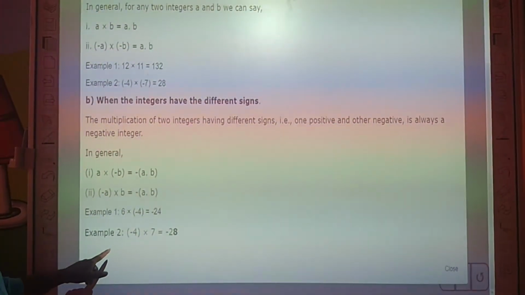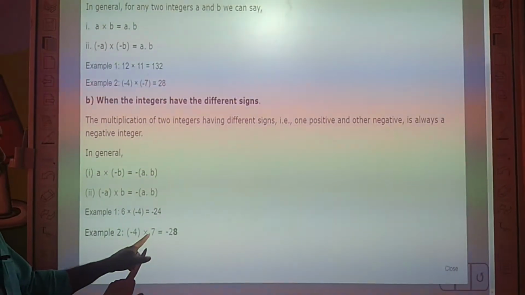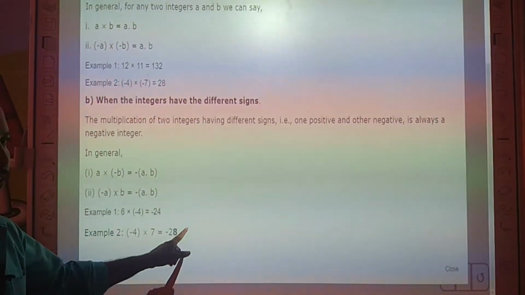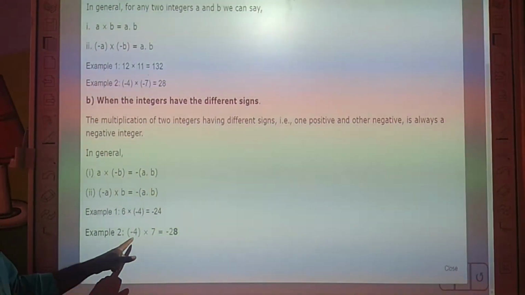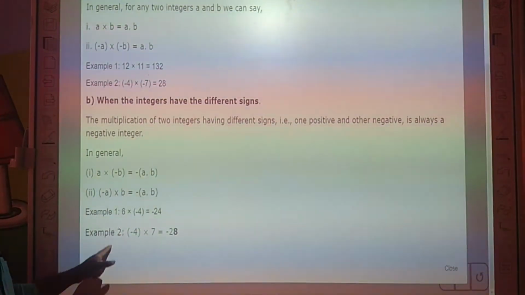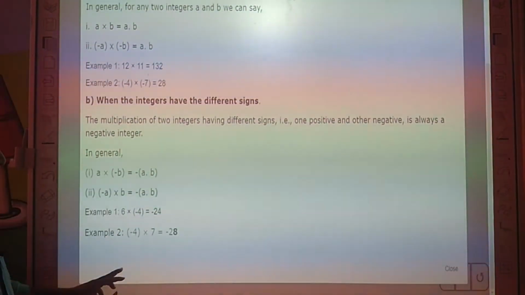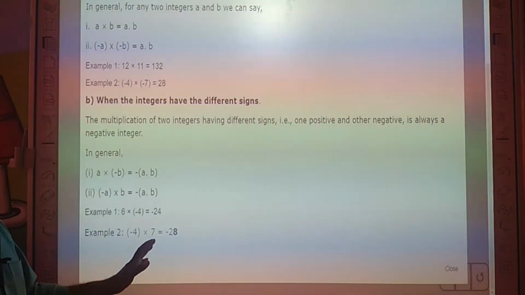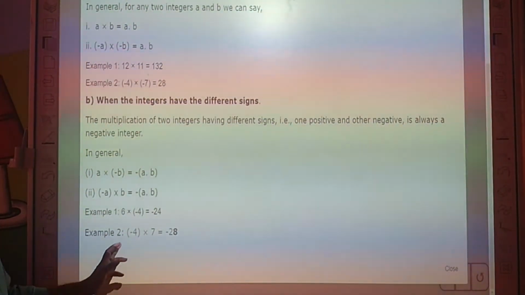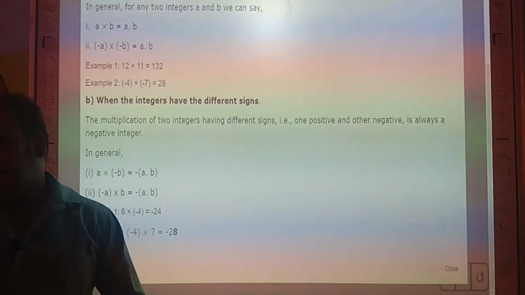The next one, example 2. Minus 4 into 7 is equal to minus 28, because minus 4 is a negative integer and 7 is a positive integer. So minus into plus is equal to minus. That means minus 28, a negative integer.